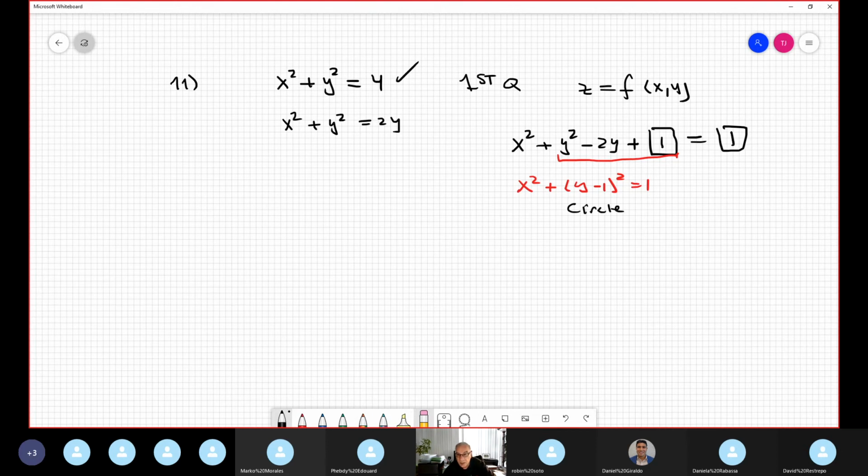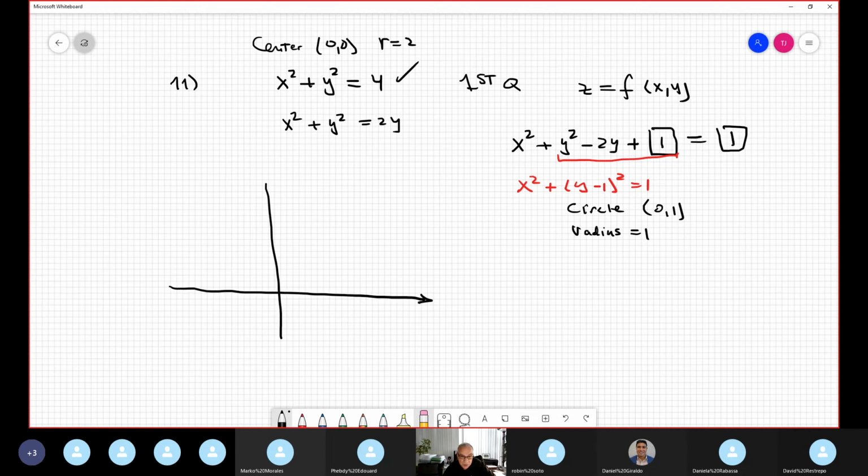And this circle has the center at the point (0,1), you know, the h and k of the circle, and the radius is 1. In this case, the center is located at the point (0,0). It's the classical one, no? And the radius is 2. Okay, we are ready to do the sketch of our region in 2 dimensions.